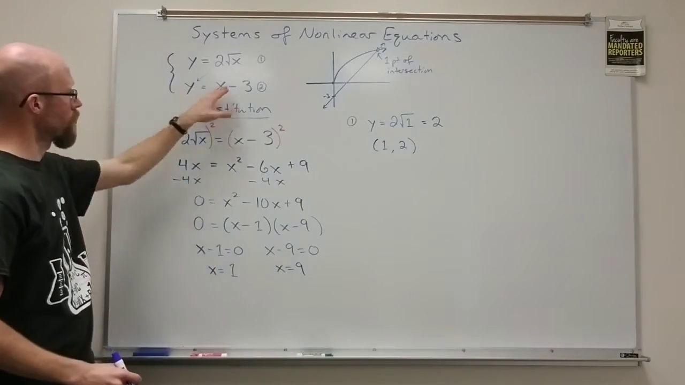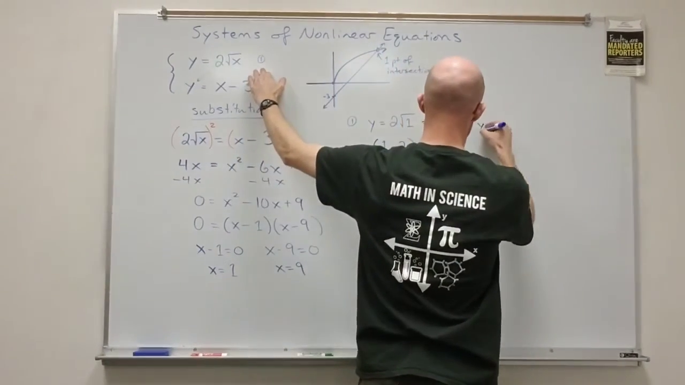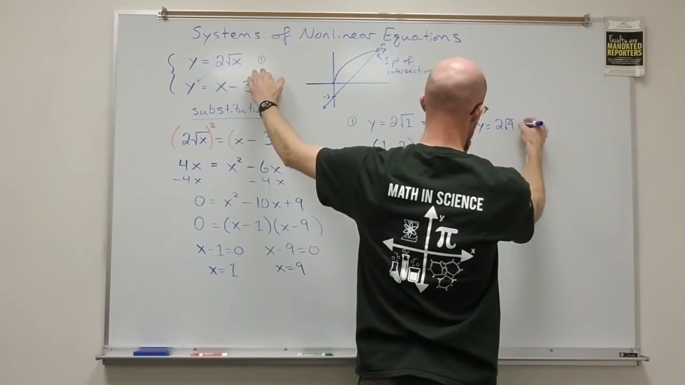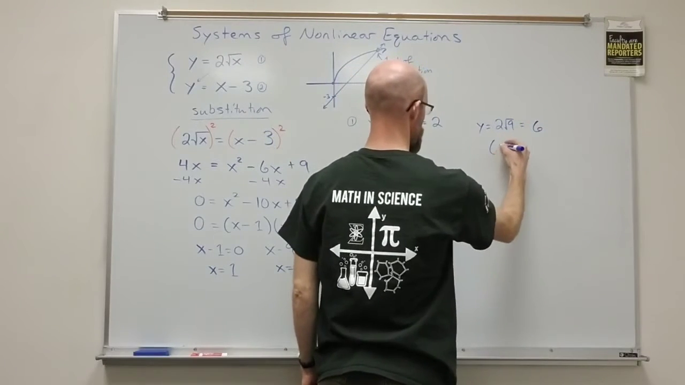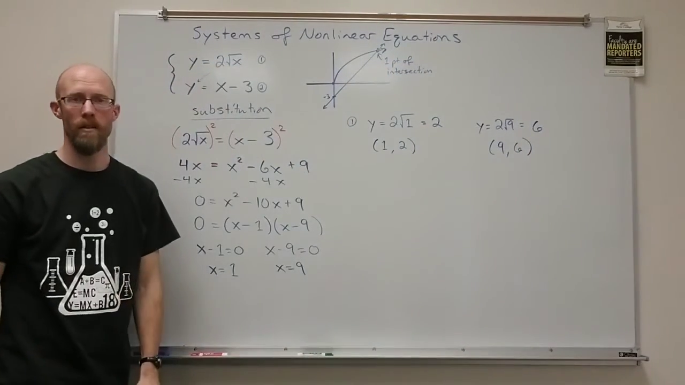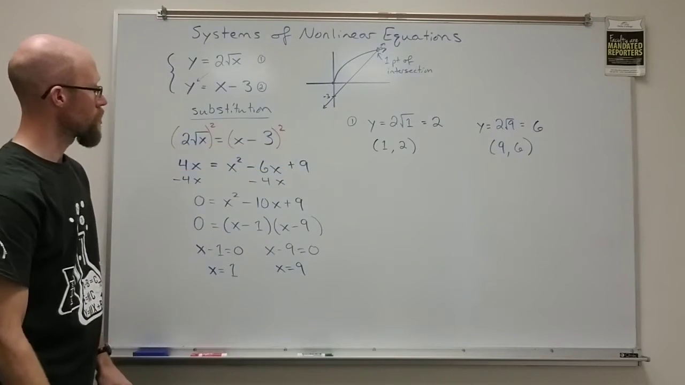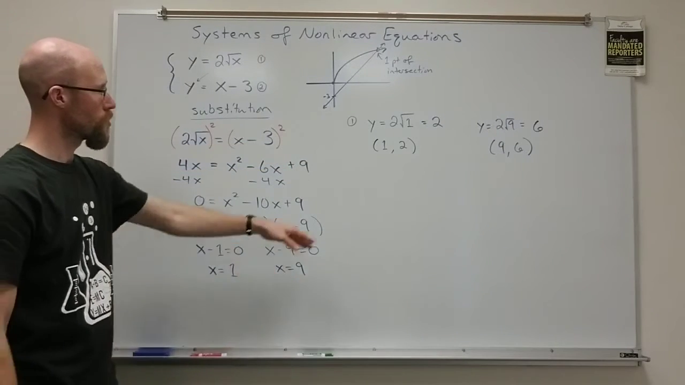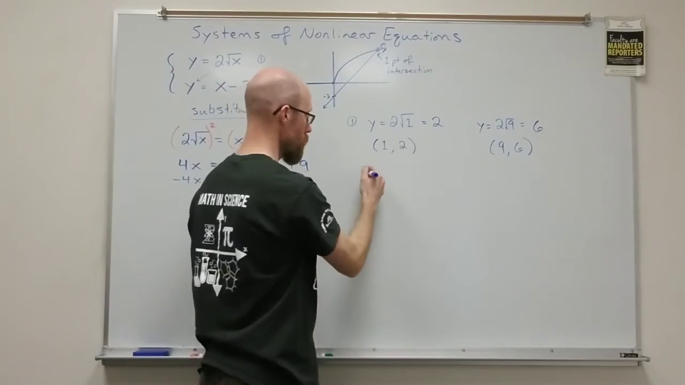The other point, the 9, if I plug that in up here, again using equation 1, y equals 2 root 9. Of course, root 9 is 3, 2 times 3 is 6. That tells me that (9, 6) is on that graph as well. So (1, 2) and (9, 6), these are my two apparent solutions.